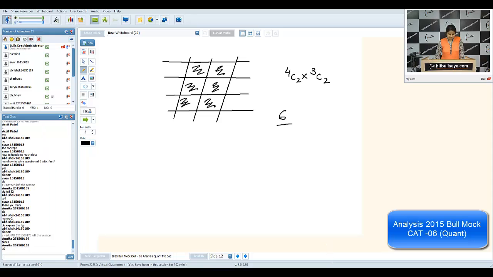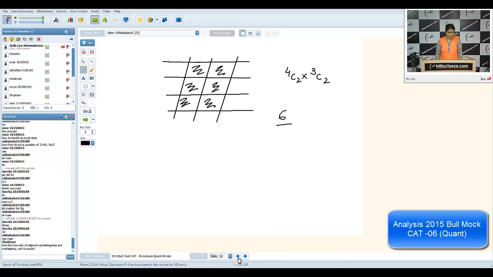Yes, Amrita, this is the answer. Is it okay, Abhishek? Because a square is a parallelogram, you could take that example because you are comfortable in chessboard questions. Is it okay? Okay, guys.